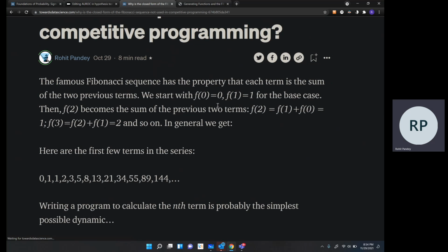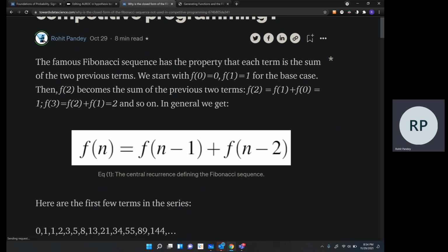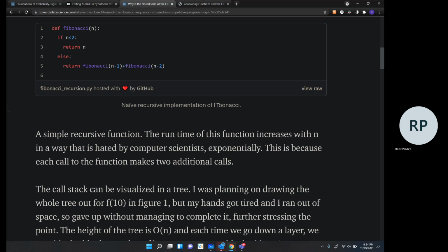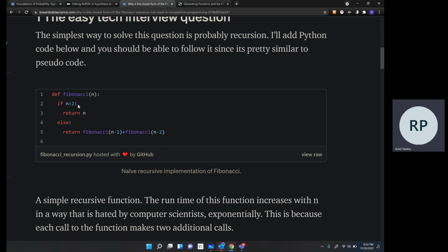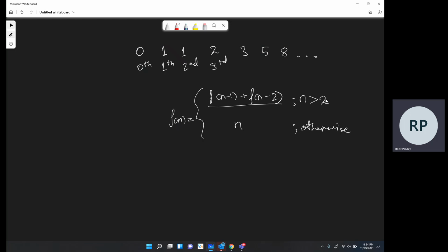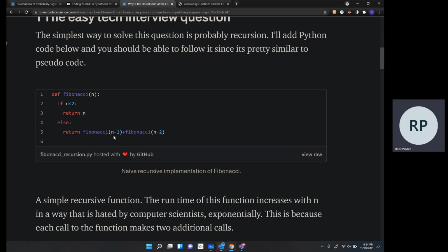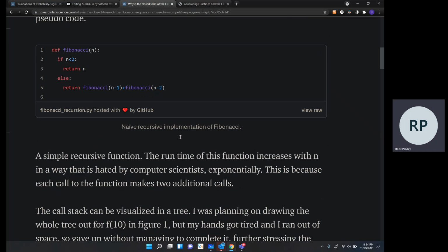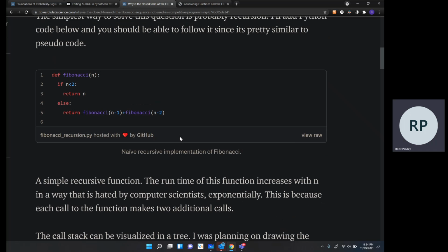Let's look at the Python code very quickly for the recursive version. When n is less than 2, we just return n. Otherwise, we return Fibonacci of n minus 1 plus Fibonacci of n minus 2. And this will work. This will give you the nth Fibonacci number if you plug n in. Except that there's one small problem, which is that this is very inefficient.